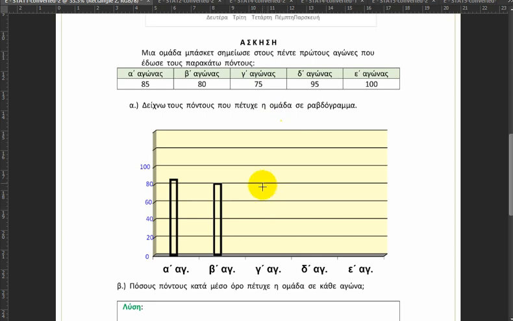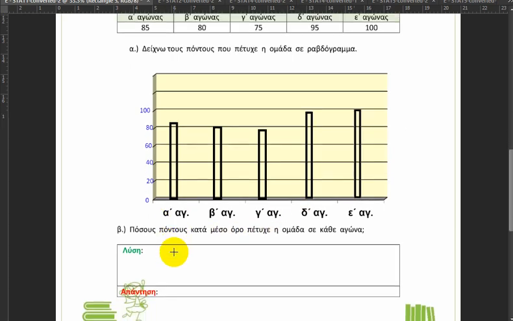75, so it's going to be a little lower than 85 now, a little lower, not a whole lot. So somewhere there. Sorry, 95, meaning that it needs to be a little lower than 100, so here somewhere. And lastly, 100 points, so exactly to the 100 line. There we go. And that is that.